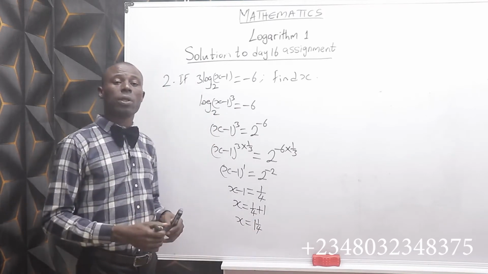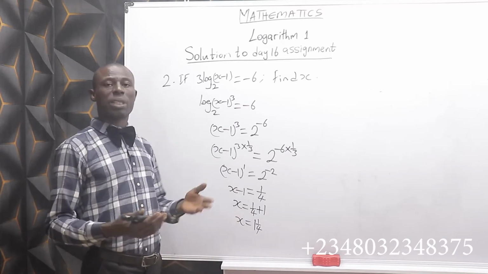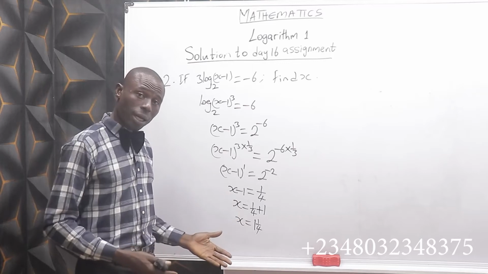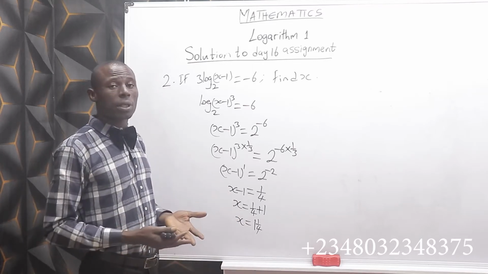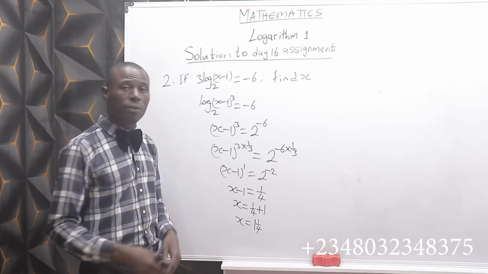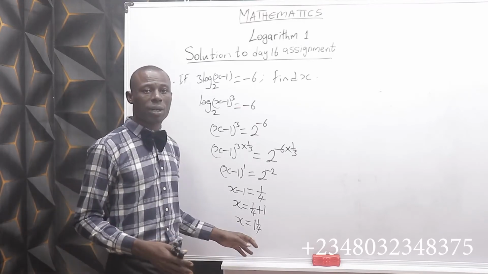That is the answer. If it is in objective and you don't see 1 number 1 over 4 in the answer, it might have been left in improper fraction, which means you will have to see 5 over 4 there if you convert this to improper fraction.